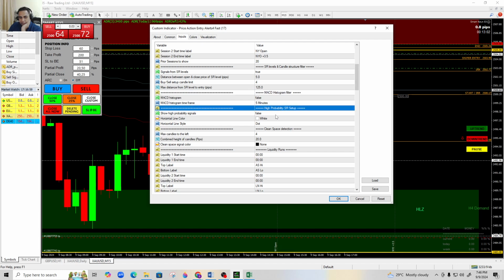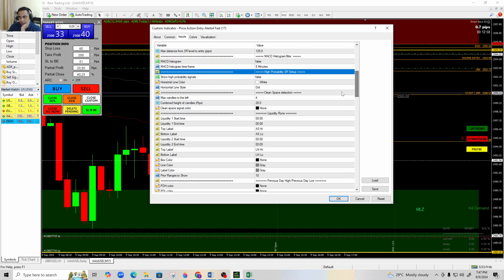High probability, this is not there. Forget about this. This is not in use. It's not there on the version that's there on MQL5, because it was a thing that was used for beta testing, so it didn't work. The algorithm didn't work there, so it's not there in the version that you get from MQL5.